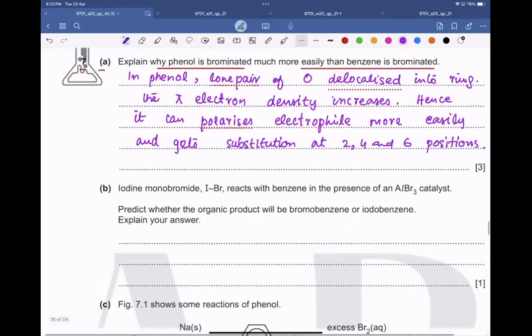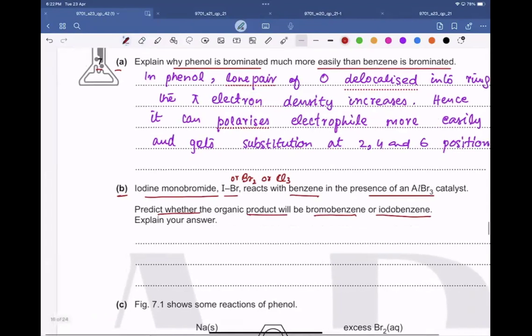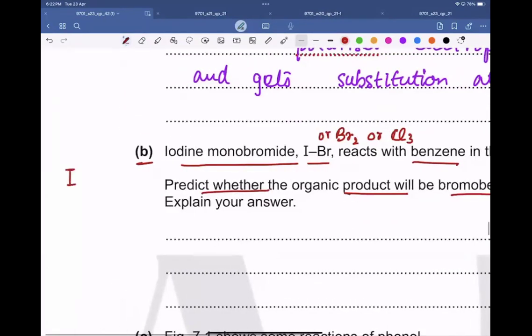Now, part B. Iodine monobromide, IBr, reacts with benzene in the presence of an AlBr3 catalyst. So isn't it the same reaction as when you react bromine or chlorine in the presence of AlBr3 or FeBr3? Predict whether the organic product will be bromobenzene or iodobenzene. Yes, that is a very interesting question. It is easy to identify between these two: which one is more electronegative? Between iodine and bromine, which is more electronegative?